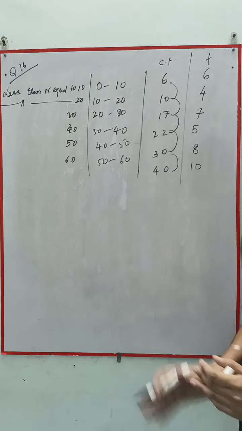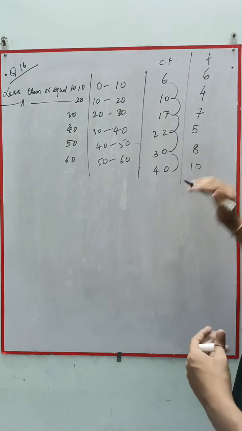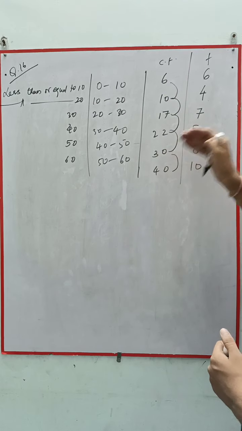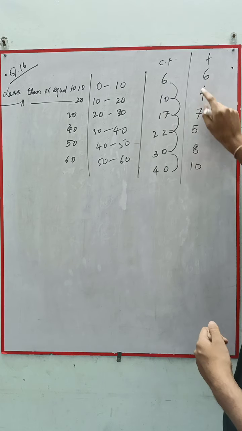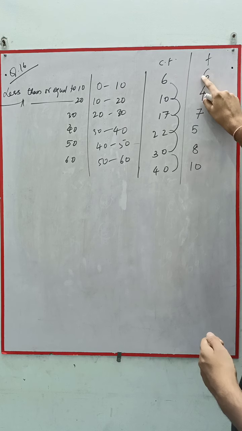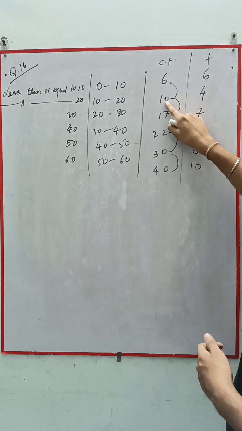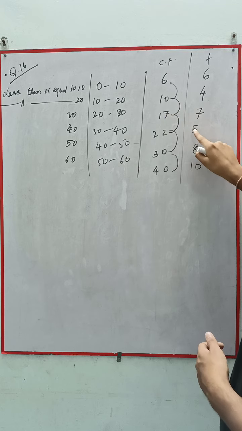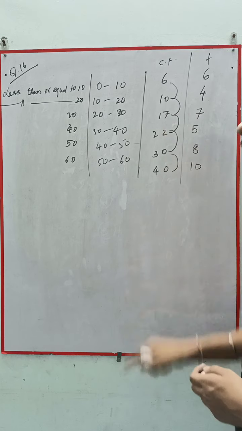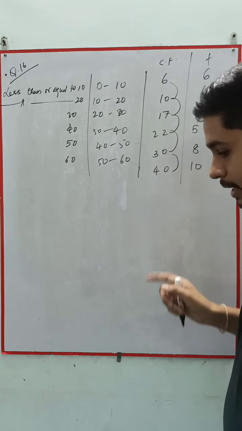If you want to know whether your frequency is correct or not, you need to add and check. So how do we do that? 6, then 6 plus 4, 10, 10 plus 7, 17, then 17 plus 5, 22, and like that. So you can have a check also.